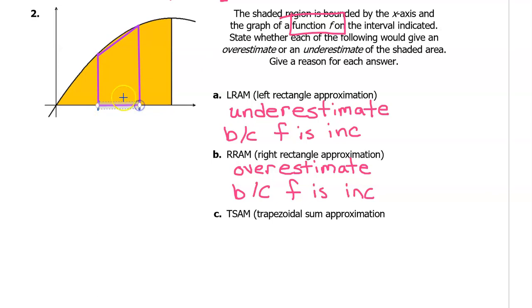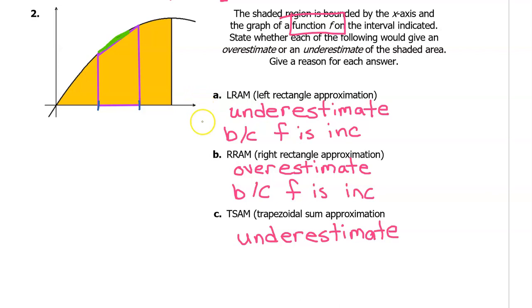So one of the reasons why the trapezoidal method is sometimes preferred, even though it's a little bit more complicated to calculate, is because it is a better approximation. So this is going to be an underestimate, because you can see that we do have a little bit of this area that's being left out of the trapezoid. So this is an underestimate, but it is a better approximation than either of the rectangle methods.